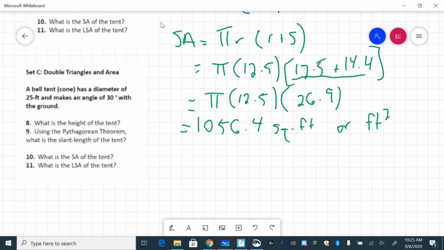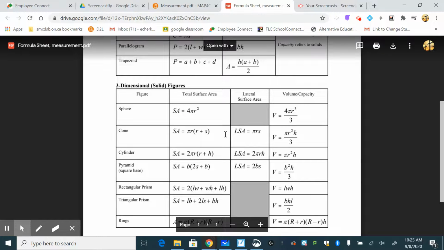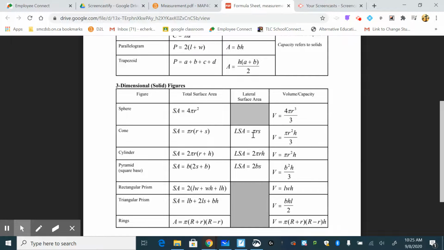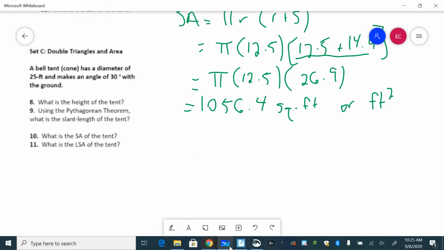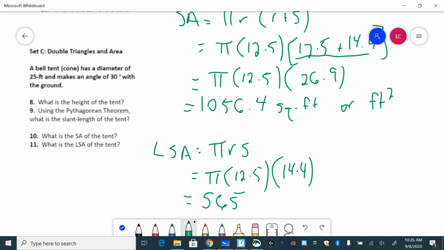Now there's a formula for that as well too. So just go back to your formula package and go into the measurement and you can see lateral surface area right here, LSA, pi times radius times slant length. So that's all I'm going to use. So LSA is pi times the radius times the slant length. So pi, the radius was 12.5 and the slant length was 14.4. So just multiply those three together. So pi times 12.5 times 14.4 equals, and I get 565.5, and that's square feet or feet squared.